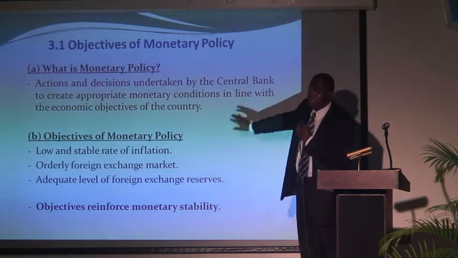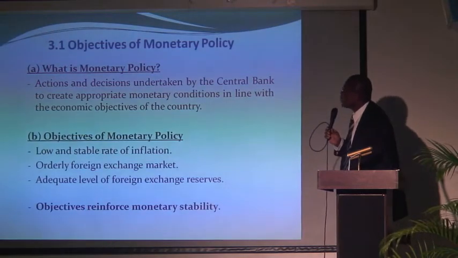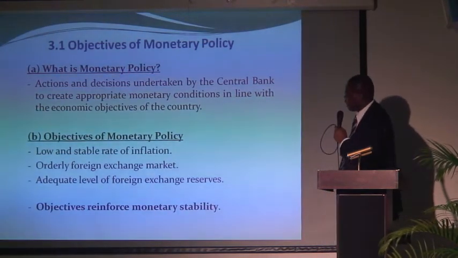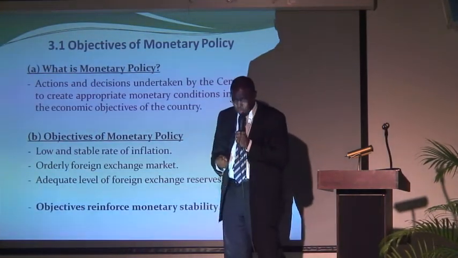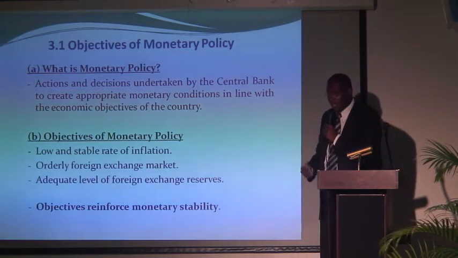And monetary policy is a simple thing. These are just the actions that the central bank will take to create the right conditions for economic growth. So the central bank would use its tools, its interest rate tools, to actually manage monetary conditions in the economy.